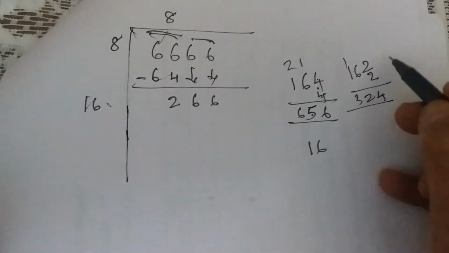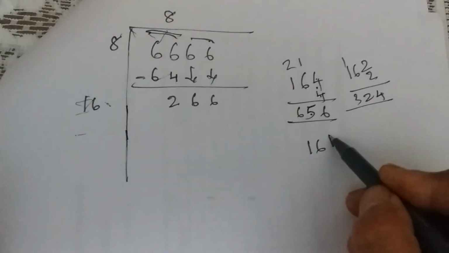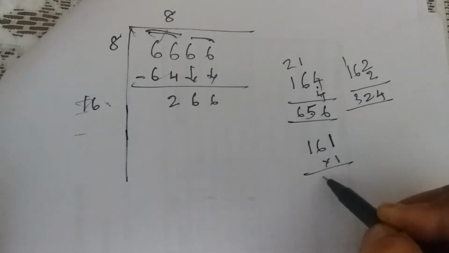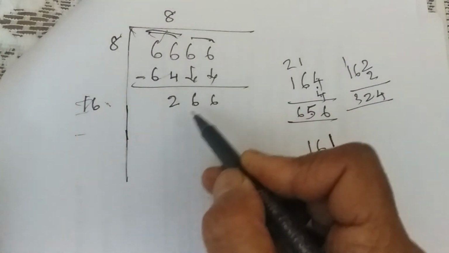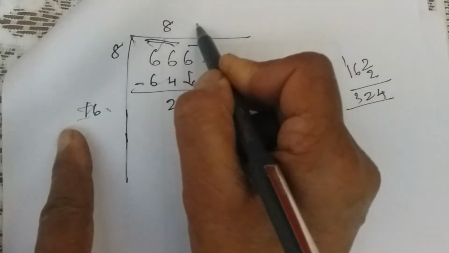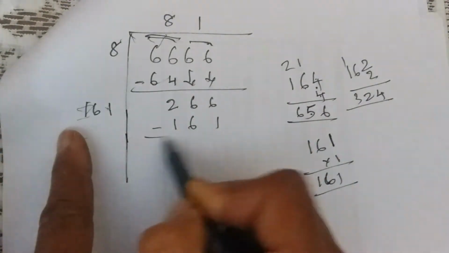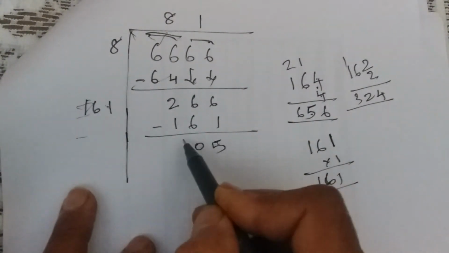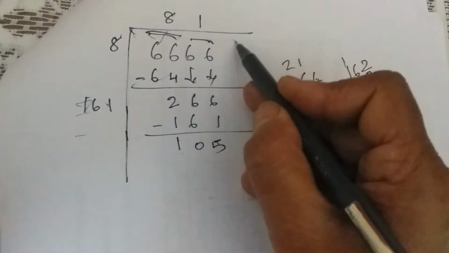So what is the next smallest number? 1 only. With 16, we have the third number, we are writing 1, then multiply by the same 1. So we get 161. So 2 times itself is greater than this. So it goes only 1. So quotient is 1 and here also 1, 161. Now subtract. 6 minus 1 is 5. 6 minus 6, 0. 2 minus 1 is 1. Now there is no next number to bring down.